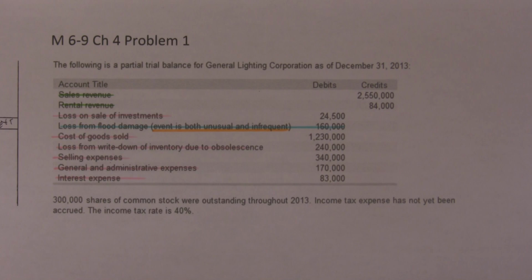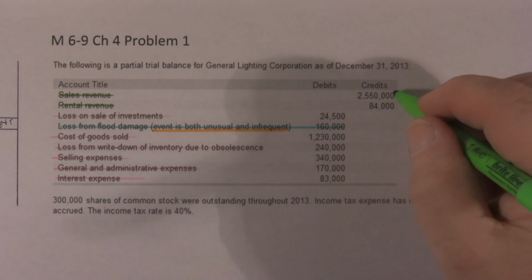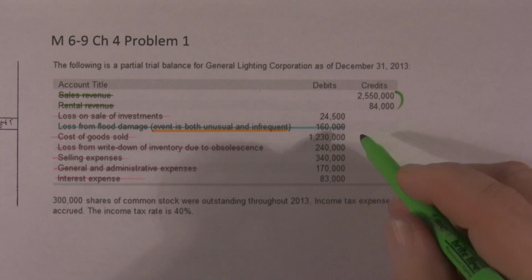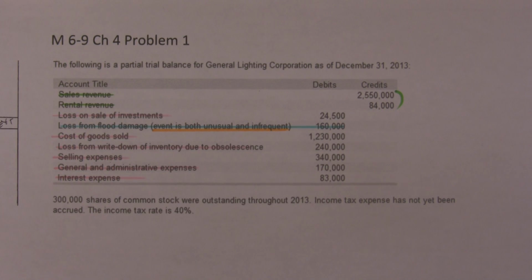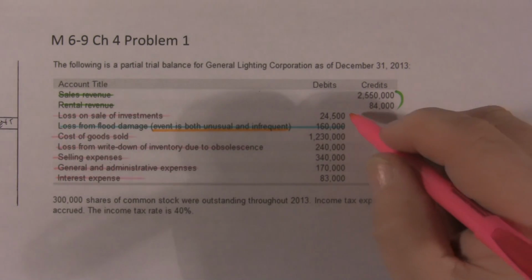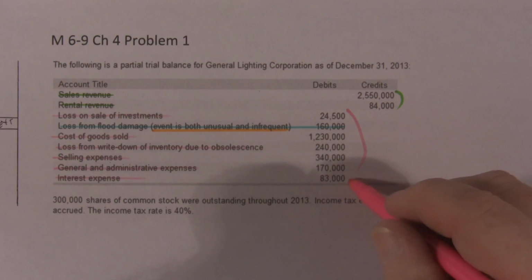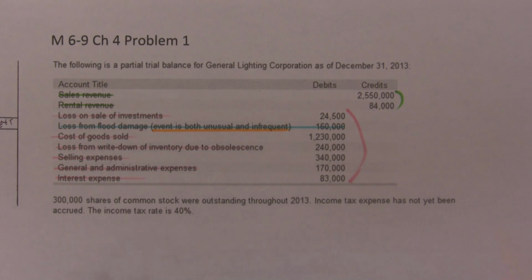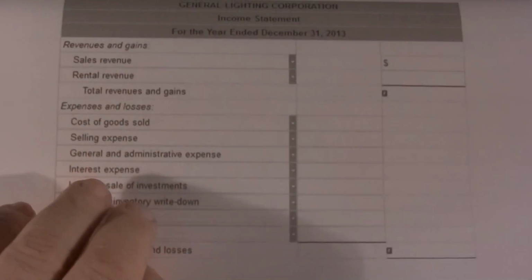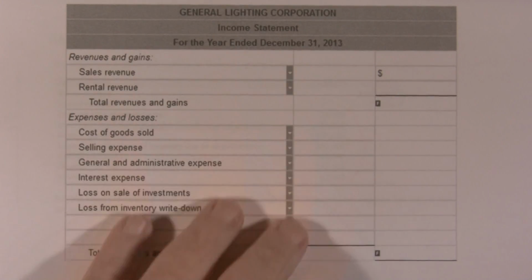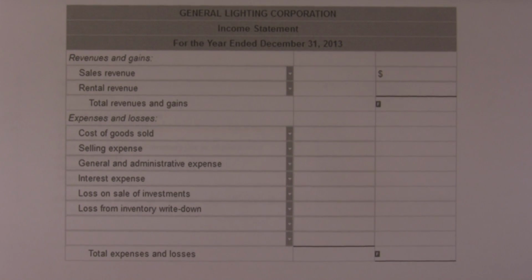So, single step income statement. We're going to add together these. We're going to add together these. And we're going to make our single step, our one subtraction, to come up with net income. So, let's just go through and fill that in.